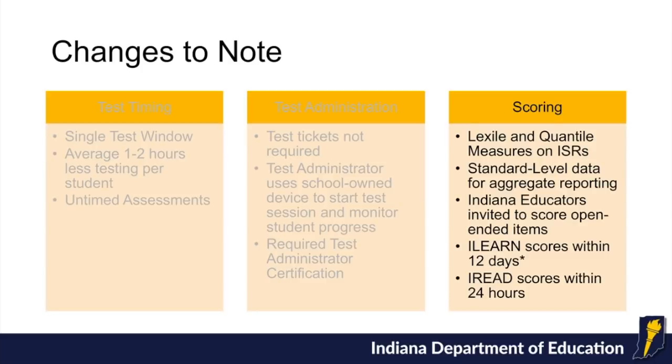While we will not be able to provide student results in 2019 until after we complete standard setting in the summer, for all subsequent years, results for ILEARN will be provided within 12 days of students taking the assessment. This means that if a student completes an assessment during the first week of the test window, he will actually receive his individual results prior to the end of the test window. For iRead 3, results populate within 24 hours beginning spring 2019.